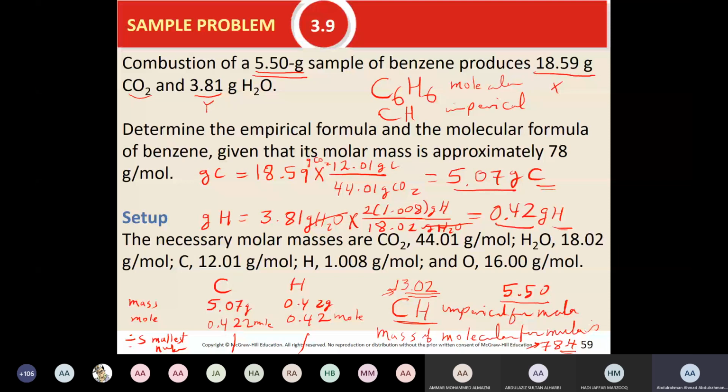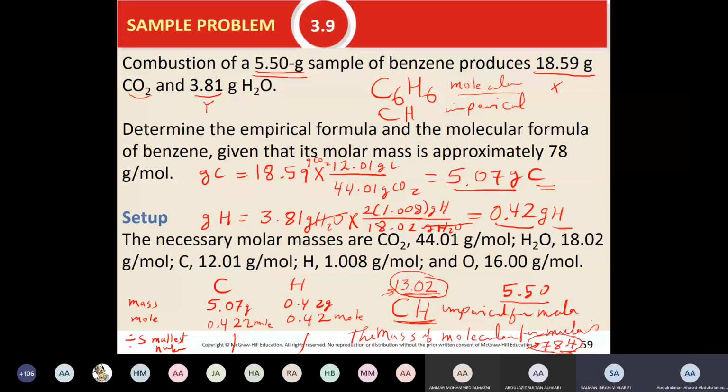Doctor? Yes. 78.4, from where did you get it? I gave it to you. I told you the mass. Read this. The mass of the molecular formula is 78.4. This is the real mass. But the empirical formula you got as CH, which is 13.02. I divide 78.4 by 13.02, and I get 6, so the molecular formula is C6H6.